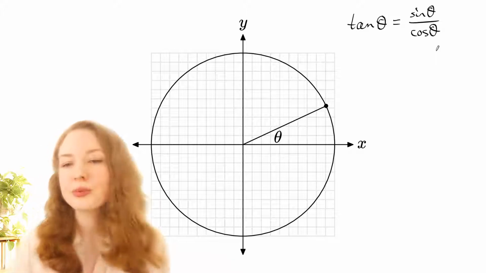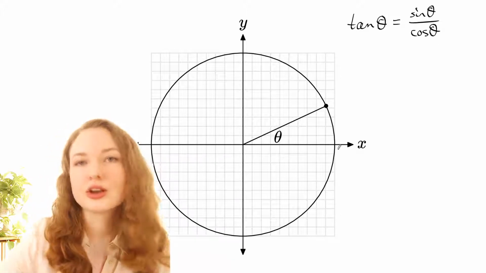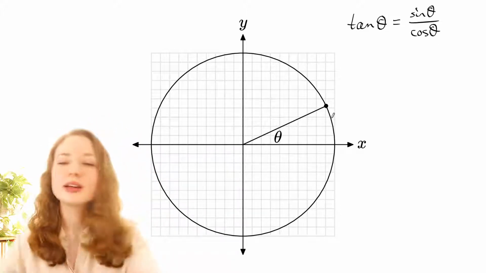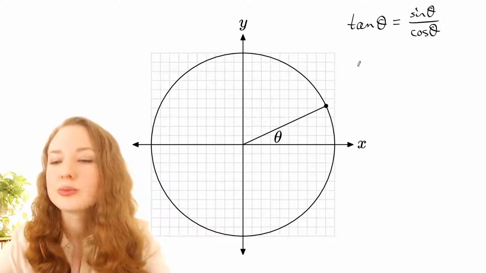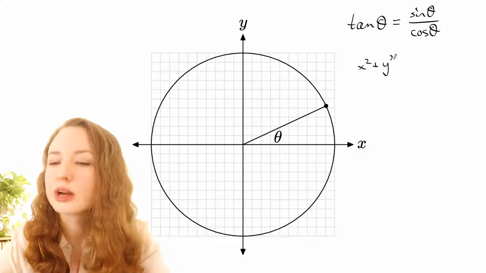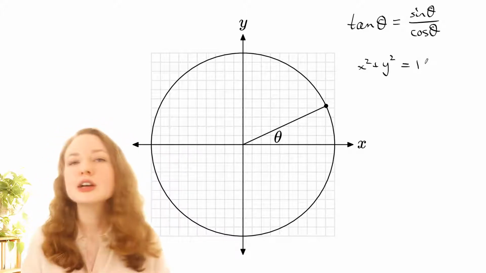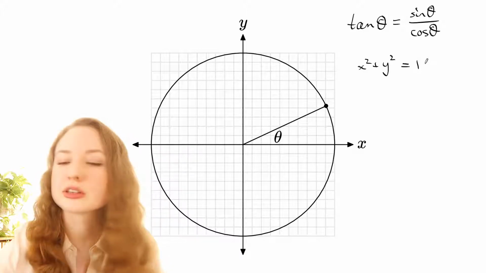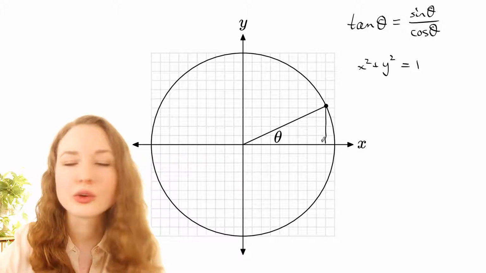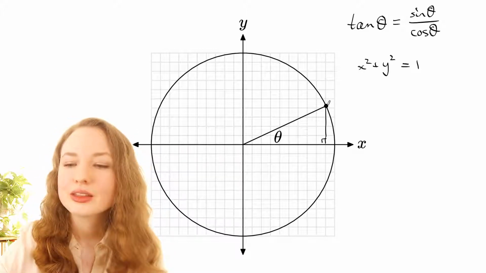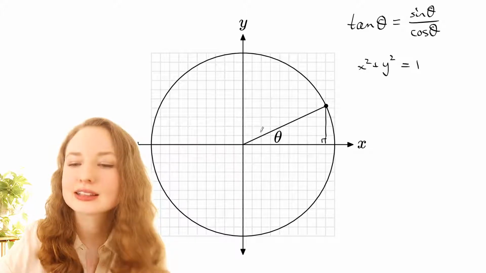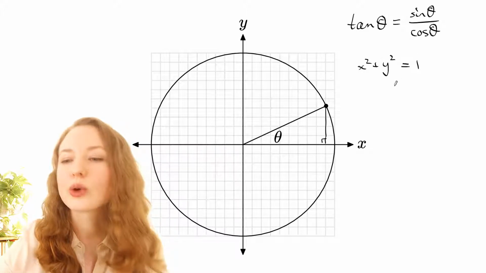And second of all, because this is a circle with a radius of 1, the equation of that circle is x squared plus y squared equals 1. If you haven't done equations of circles before, just think of that in terms of Pythagoras' theorem. So if you imagine a little right angle triangle there, that side's y, that side's x, and that's 1. So that gives you that equation.